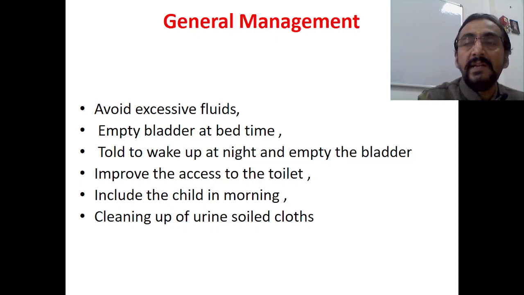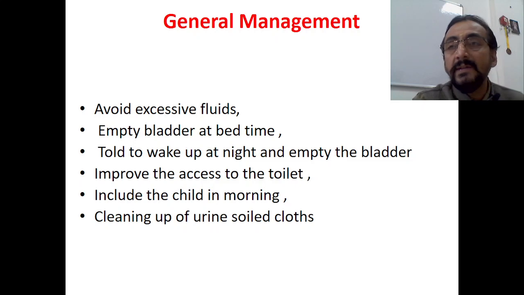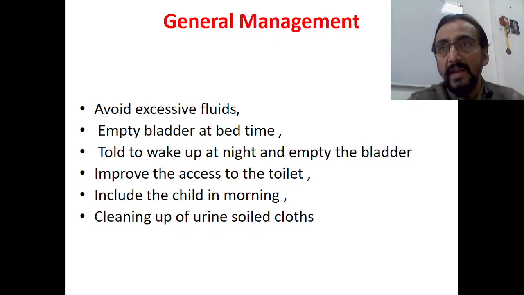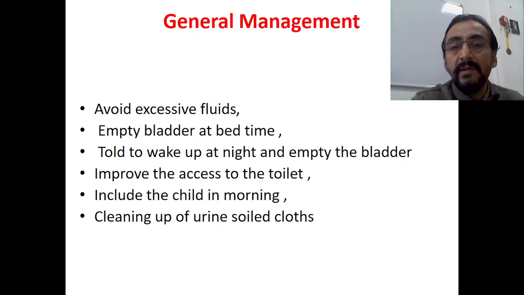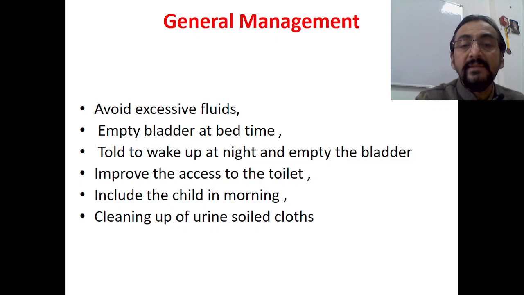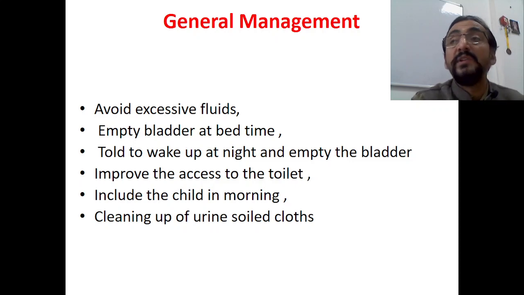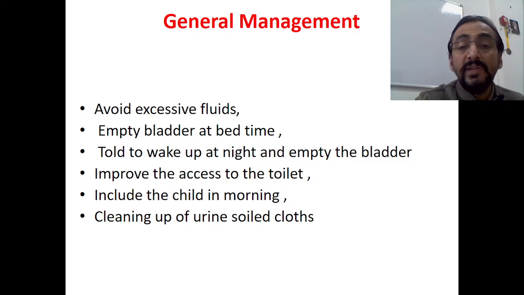So at night, he will not pass urine spontaneously at once. This training is called urine withholding training. Improve access to the toilet, and the toilet should be nearby. It should not be too far away.